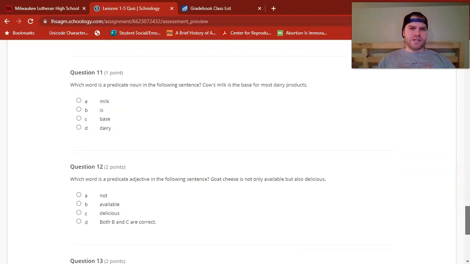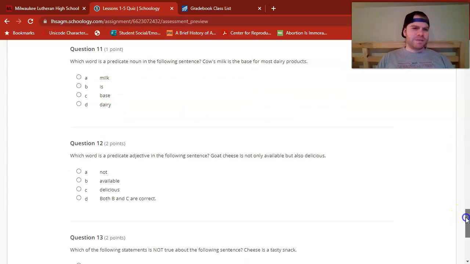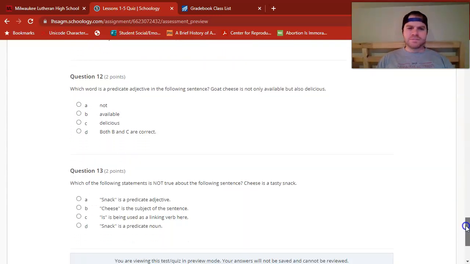11, 12, and 13 all have to do with predicate nouns, predicate adjectives. So for this one, cow's milk is the base for most dairy products. They're asking which word is a predicate noun there. So this could be a good one to eliminate. So for instance, I can get rid of the word is. I know that is a verb, not a predicate noun, not a noun at all. From there, I have to decide whether milk, base, or dairy is the predicate noun in that sentence. Question 12 does the same thing for predicate adjectives.